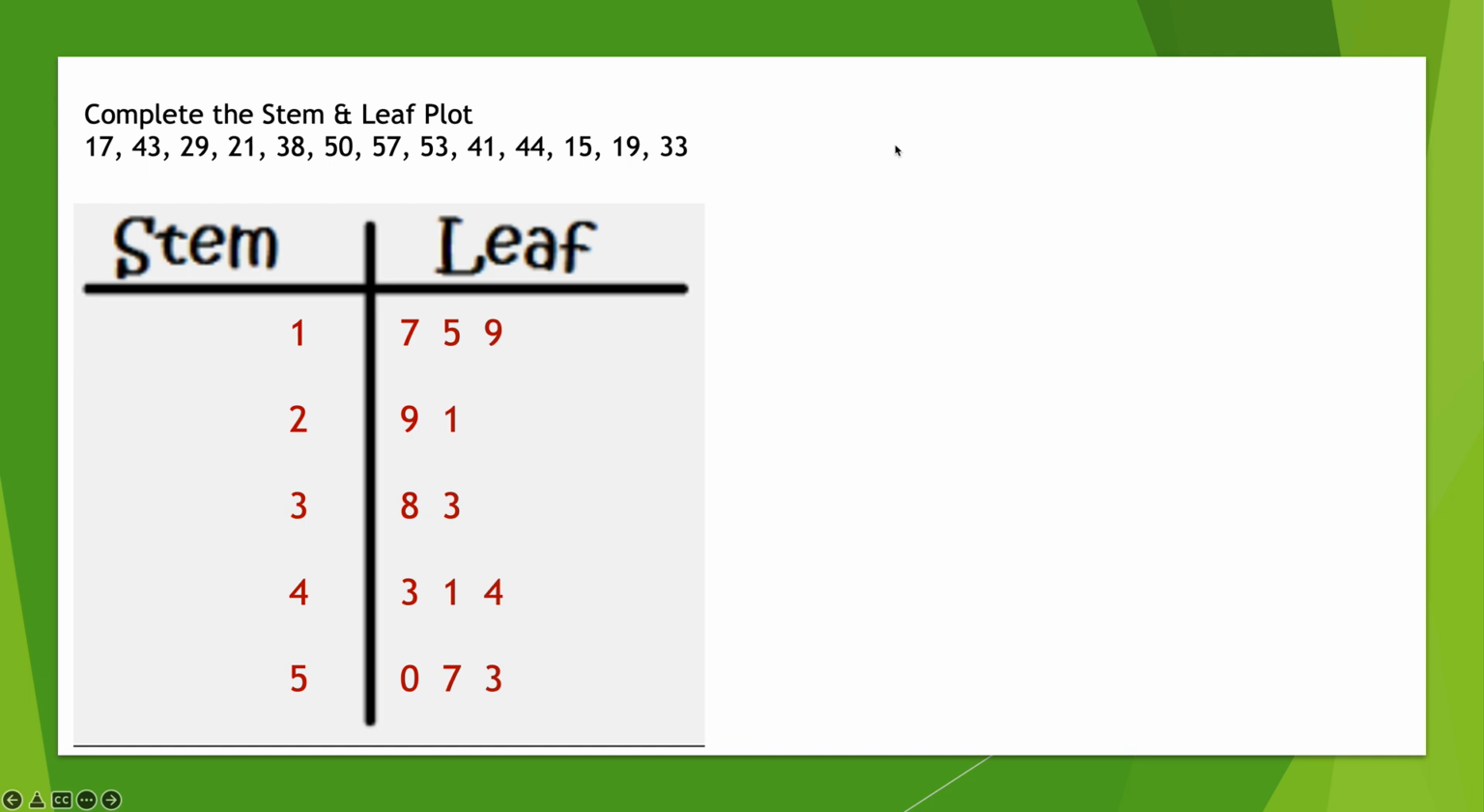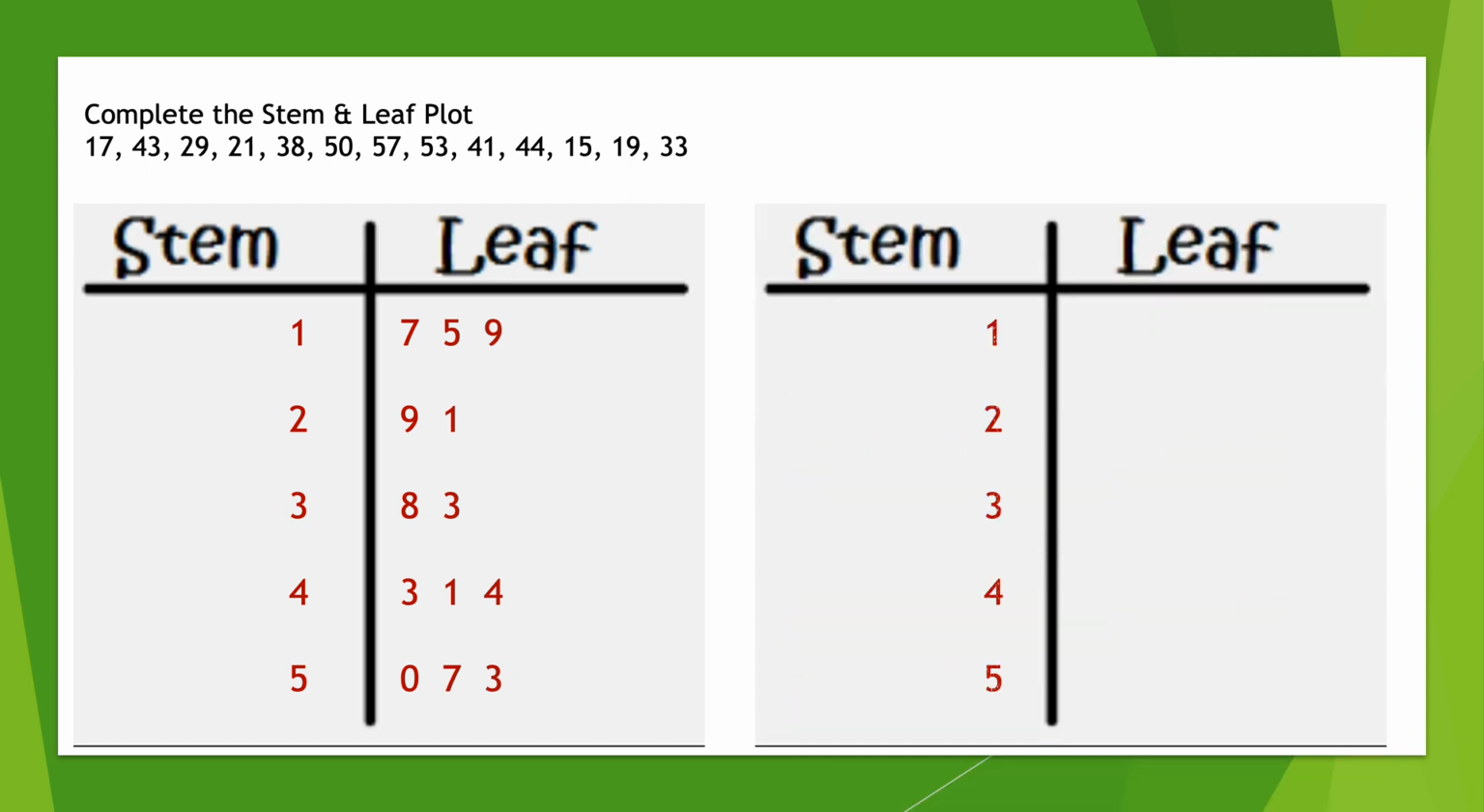Now we can't leave it like that, because then when we're trying to find quartiles and medians and stuff, things aren't in order, and we're likely to get the answers wrong. So we just rearrange the order. Again, the stems stay the same. The numbers stay the same for leaves, but rather than having 7, 5, 9, we're going to go 5, 7, 9. Rather than having 9, 1, we're going to go 1, 9. Numerical order here: 8, 3 becomes 3, 8. 3, 1, 4 becomes 1, 3, 4. And 0, 7, 3 becomes 0, 3, 7. And that is how you order your stem and leaf plots.